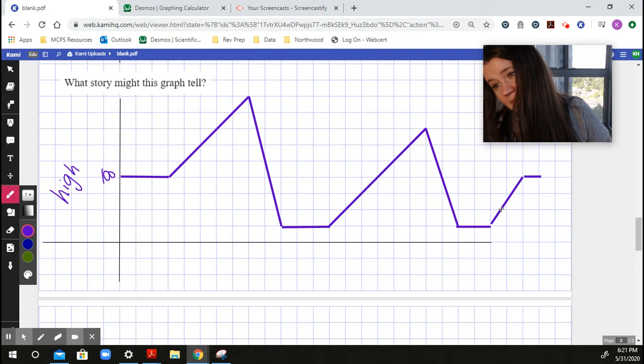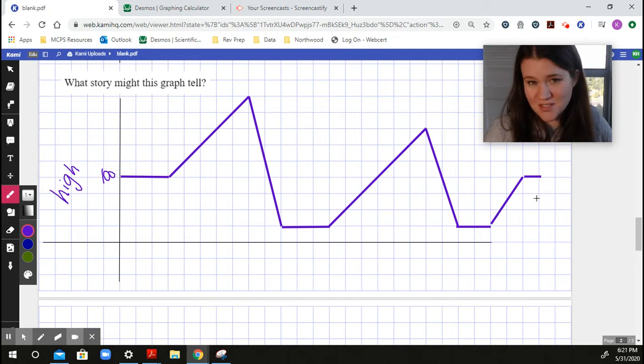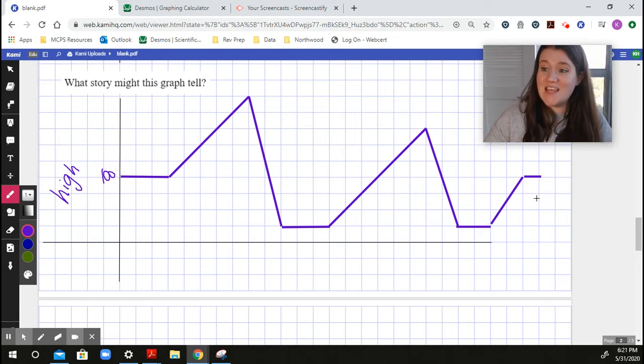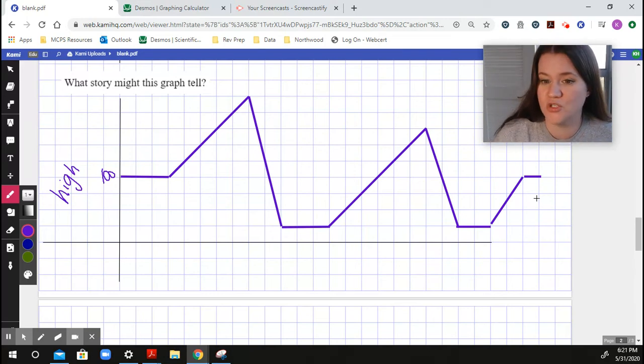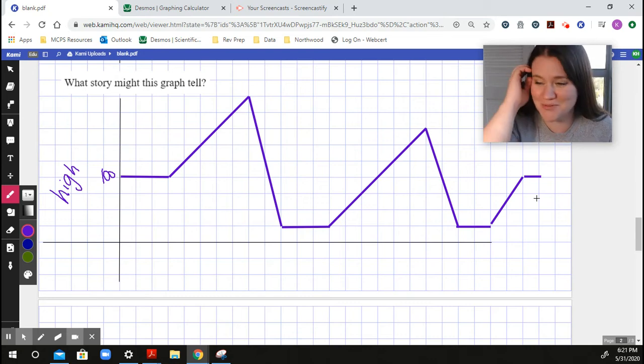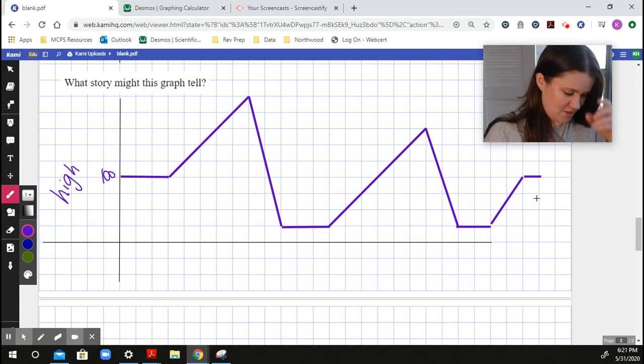And then maybe I do one more, whatever. Maybe this is a short roller coaster, but something like that. We could use these more as quadratics as opposed to linear functions, but it wasn't coming out pretty when I was drawing it. So you can tell a story from a graph, and that's what we want you to be able to do.